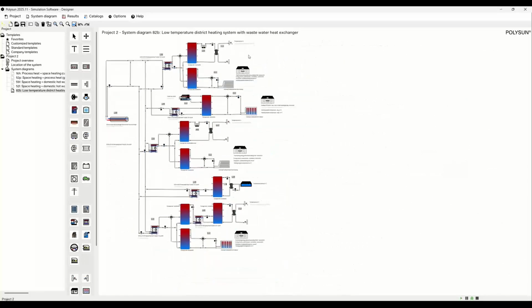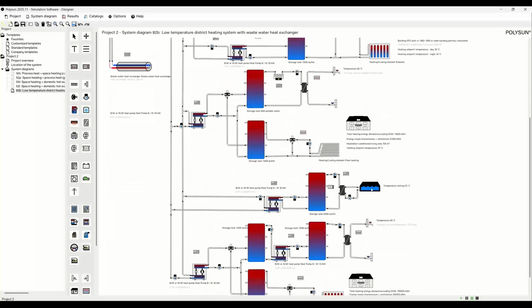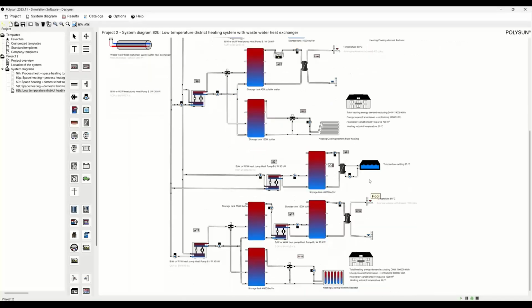And here you can see there's a large number of consumers on the right-hand side. We have the building together with the hot water, and also we have a pool, again of a sports center, and then we have a large combination of different consumers and different heat pump cascades.